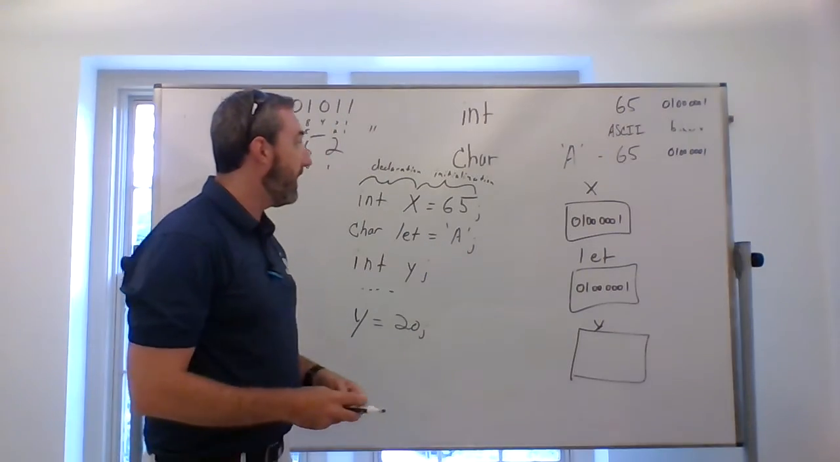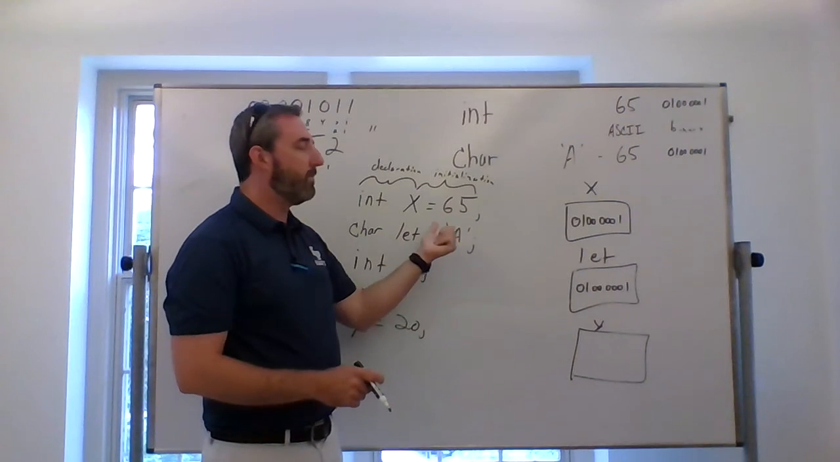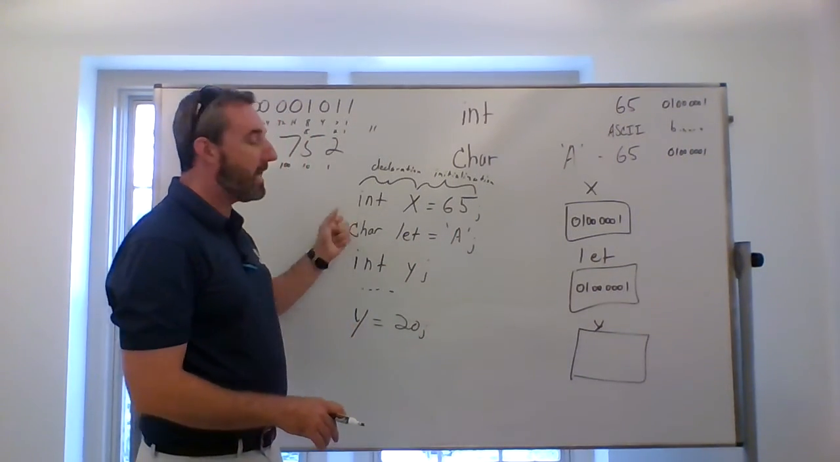So I hope this clarified a little bit about how we actually take binary and then turn it into things that we can distinguish in an actual computer program, at least with really simple primitive types like ints and chars.